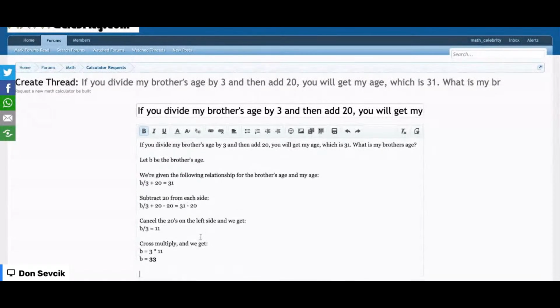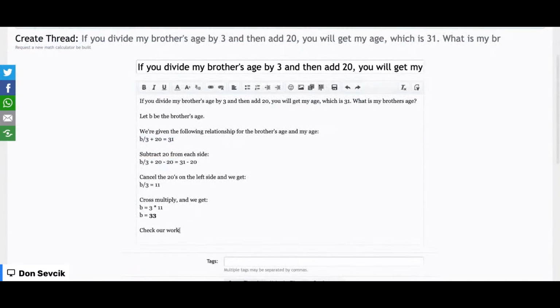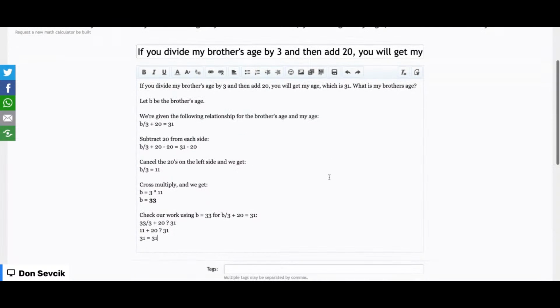Now let's check our work. If we take this equation here, check our work using B equal to 33. So 33 divided by 3 plus 20, question mark 31. We don't know if they're equal. 33 over 3 is 11 plus 20, 31. And yes, indeed, we did this right, 31.